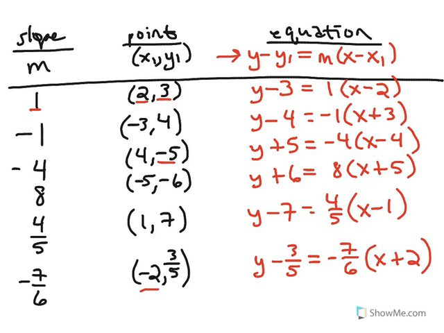So that's an overview of how to use point-slope form when that's the information that you have. And probably this is the most common entry point into working with a linear equation in two variables from given information.